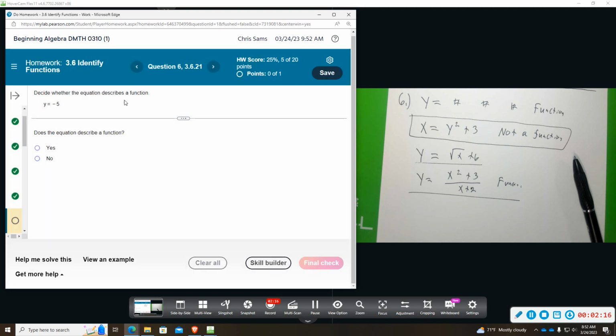All right, number 6, does this describe a function? Again, we have our y equals something. It's going to be a function. Remember, if I see something weird like x equals or something like that, it's not going to be a function. So y equals -5, we're going to say yes, that does describe a function.